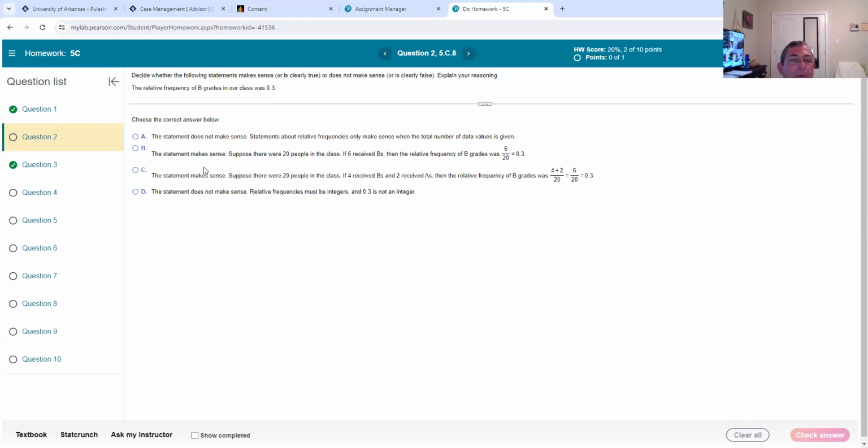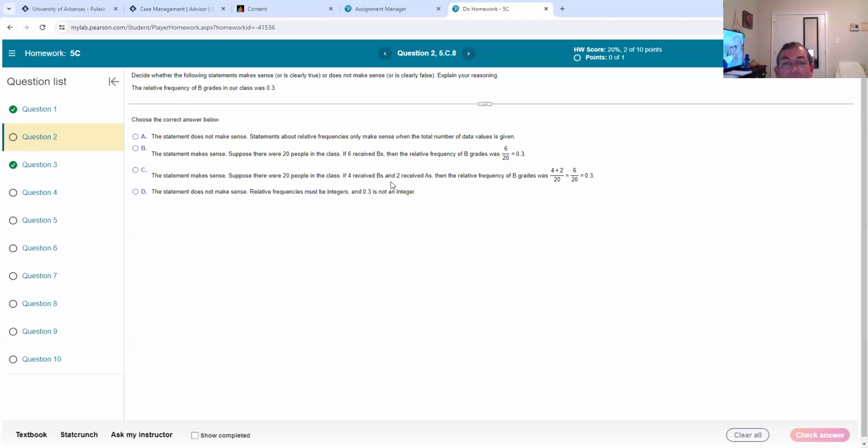Now, I got B and C. So they're saying there's 20 people in the class. If 6 receive B's, then the frequency would be 6 divided by 20, which gives you 0.3, which is basically what I was doing with 3 out of 10, same average. But look at this C, what they're doing.